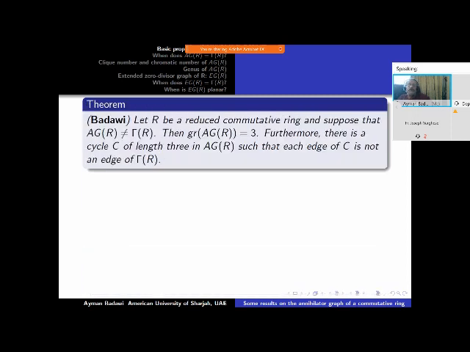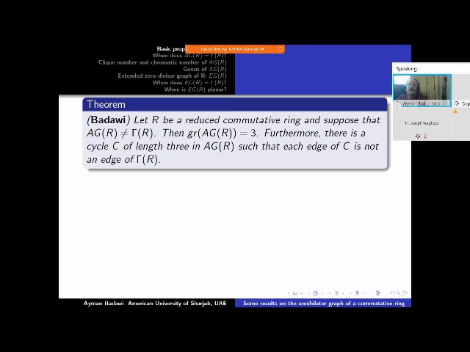All right. Here is another result. What about the girth? Remember, the definition of the girth is the length of the shortest cycle in the graph.